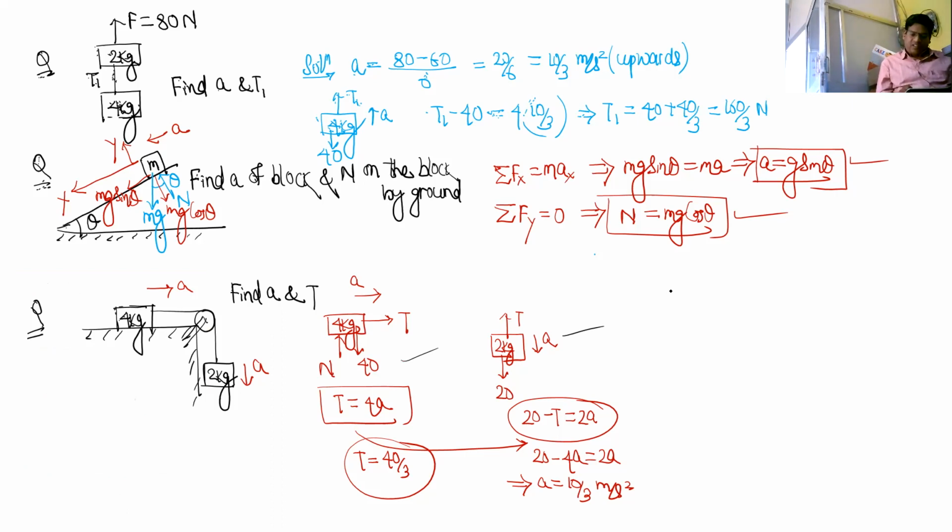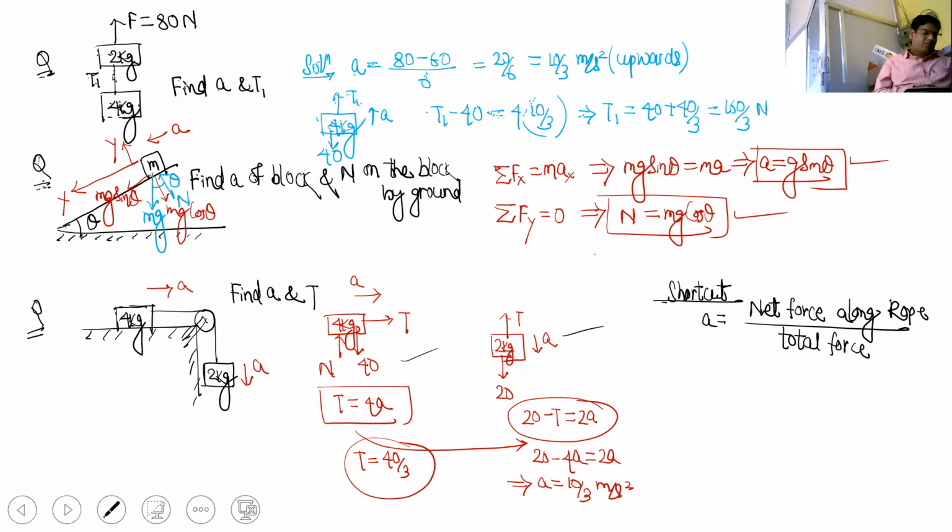But here the shortcut is you directly write down net acceleration equal to net force along the rope by total mass. So net force along the rope by total mass.